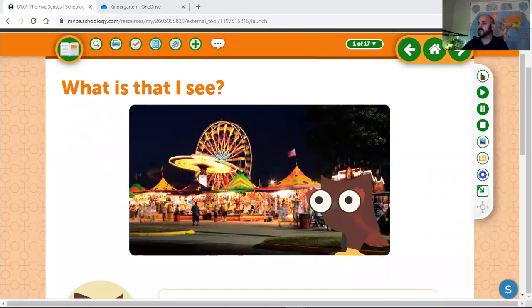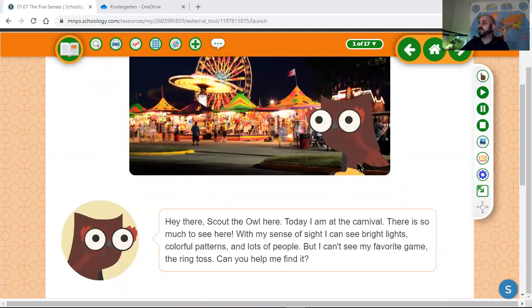What is that I see? Ooh. We can pause for a second here if you want to take a moment to describe what you see in this picture. All right.